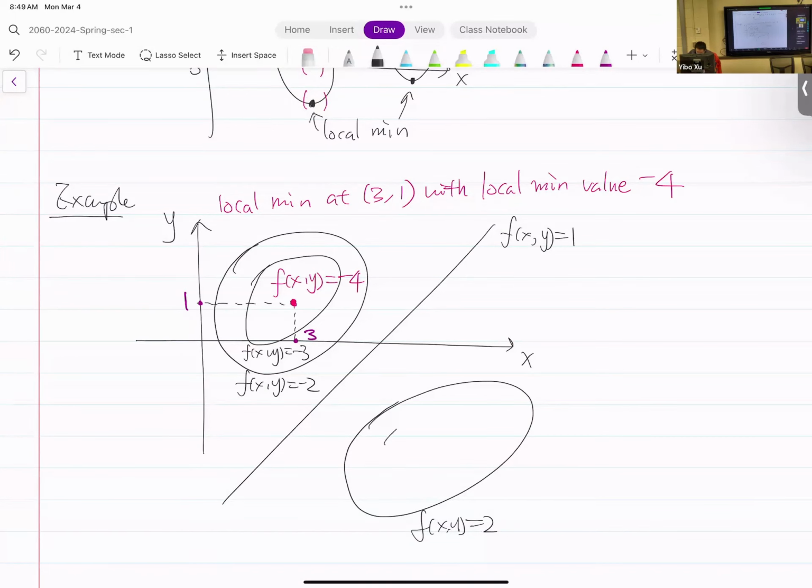And we have another one that's higher in the middle. So this is f of x, y equals 3. And finally, we do the same thing. So there's a red point, which is f of x, y equals 4. Okay. So I'm going to give you the coordinates of the point to be -3, 4. So this will give you another local extreme, which is a local maximum.